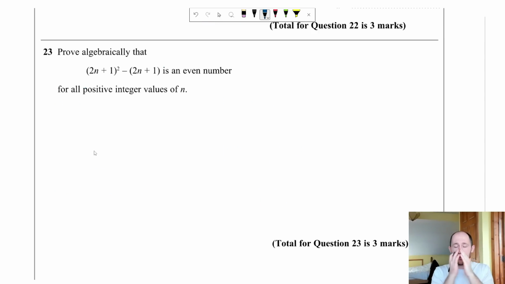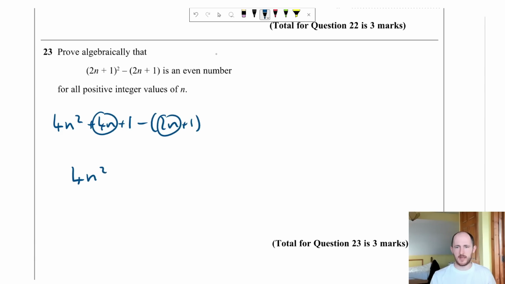Another algebraic proof, lovely. Again, you want to expand, simplify, and then show that we can factorize out a 2 in this case. So when I expand this, we get 4n squared plus 4n plus 1. And then we have subtract 2n plus 1. So again, I'm going to use my magical powers. So the 4n squared is still the same.